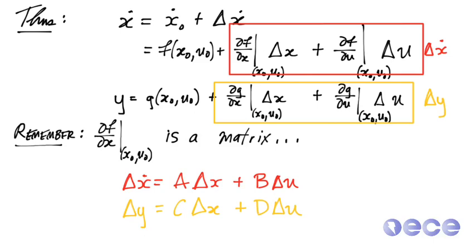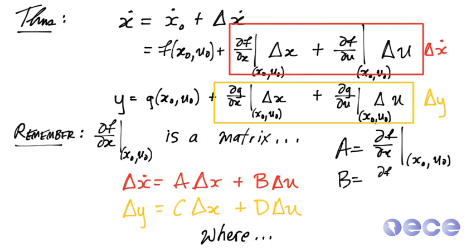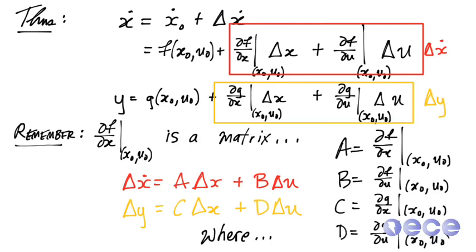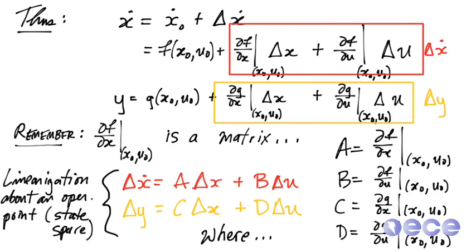So again, this is not for the entire system. This is for the deviation from our operating point that we get this linear system, where obviously A is equal to del f del x evaluated at the operating point, B is del f del u evaluated at the operating point, C is del g del x, and D is del g del u, again evaluated at the operating point. So this linear system, again, is not the full value of what our system should be behaving at any point. It's only valid for the operating point that we've selected. So this gives us the linearization about an operating point for a state space model.